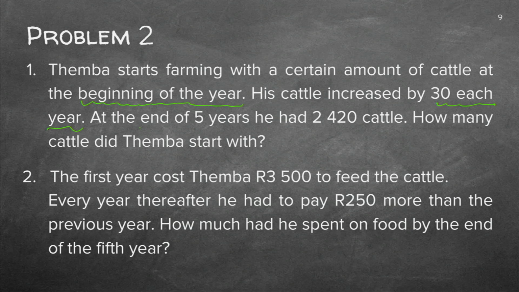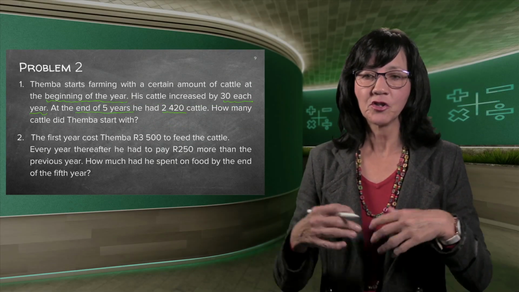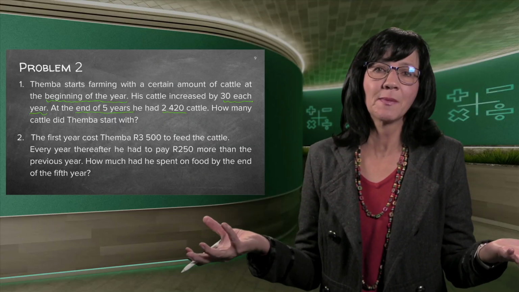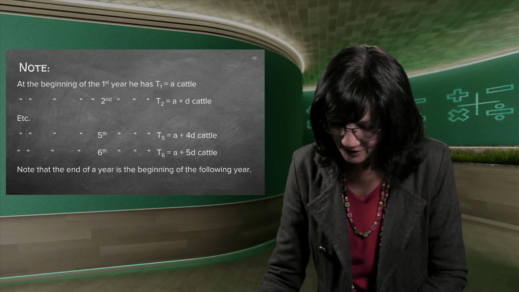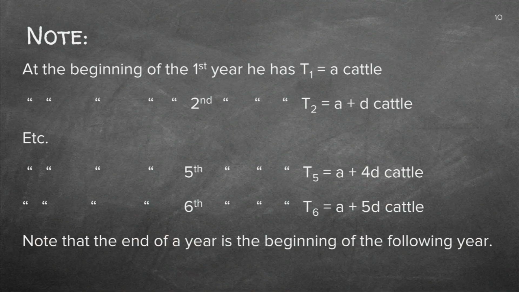At the end of 5 years, he had 2,420 cattle. In other words, at the end of the 5 years, he had in total 2,420 cattle. Good. How many cattle did Themba start with? So they want to know the beginning, which they didn't tell me. If we don't know the beginning, we just make it A, because A is my first term. Let's just quickly make very sure about this beginning of the year or end of the year.